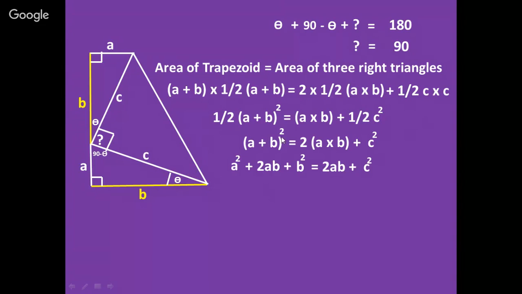We can write 2 into a into b as 2ab. Now we have 2ab here and 2ab here. So if we subtract 2ab from this side and 2ab from this side, we will be left with a squared plus b squared is equal to c squared, and this is our Pythagoras theorem. Hence, the Pythagoras theorem has been proved.